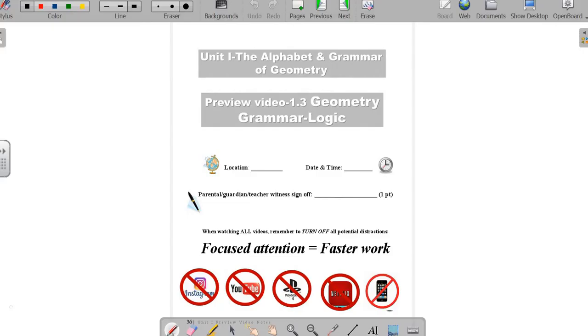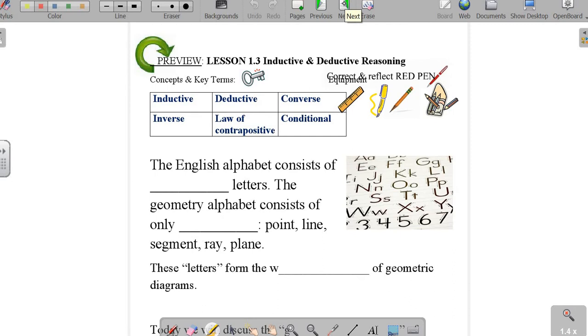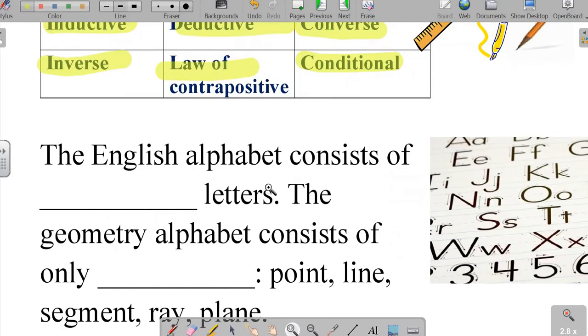Taking a look here, you should be on this page. Get a date, time, and location. This is lesson 1.3, Inductive and Deductive Reasoning. Take a moment and just glance at these key terms.